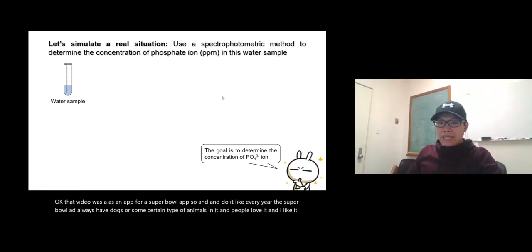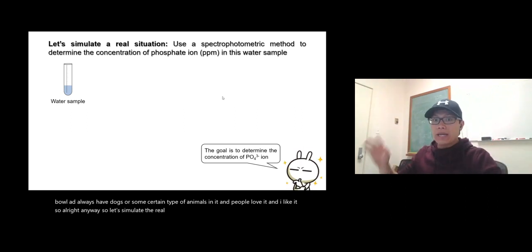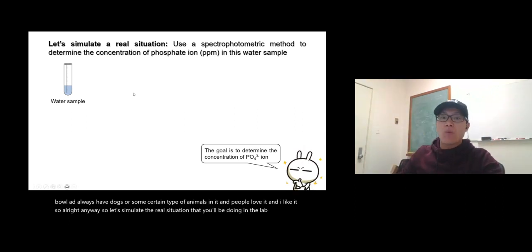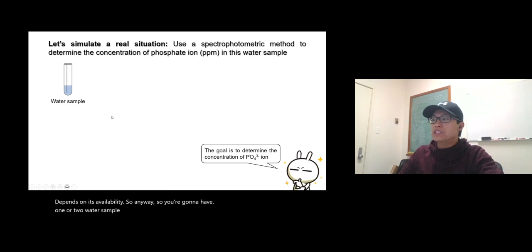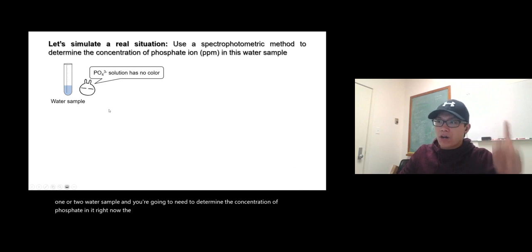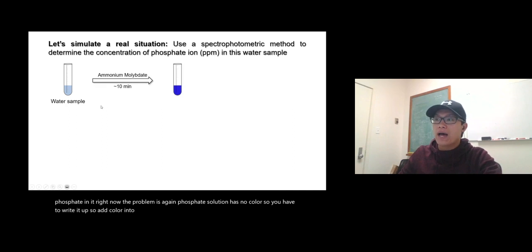So all right, anyway, so let's simulate the real situation that you'll be doing in the lab. Okay, so we're going to give you a water sample. Hopefully we can get the Mississippi River sample, depending on its availability. So anyway, you're going to have one or two water samples, and you're going to need to determine the concentration of phosphate in it. Now the problem is, again, phosphate solution has no color, so you have to brighten it up. So add color to it by reacting with ammonium molybdate solution. It reacts for about 10 minutes. Okay, and then you're going to get a molybdenum blue solution. It looks like that, a really intense dark blue color.